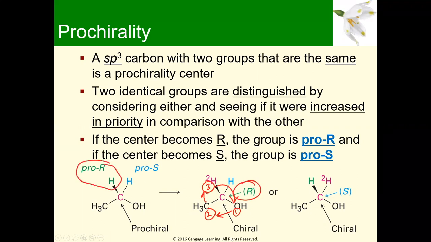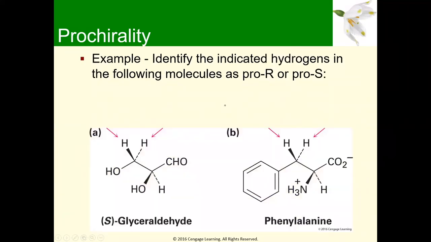And you don't even have to do the analysis for the other one if you don't want to, because it's just the opposite. If this one is pro-R, then the other one is pro-S. It just happened that this was the easier one to figure out, because this blue hydrogen is already poking away from us. It's headed back into the screen. Okay, so let me do this example here. I want to identify the indicated hydrogens in the following molecules as either pro-R or pro-S. Okay, so let's do that.